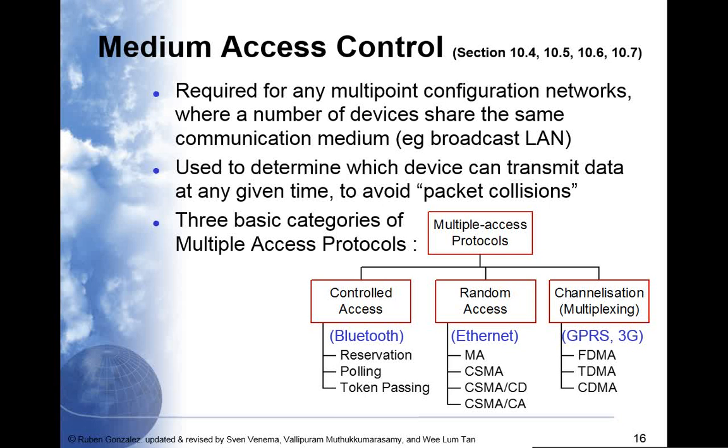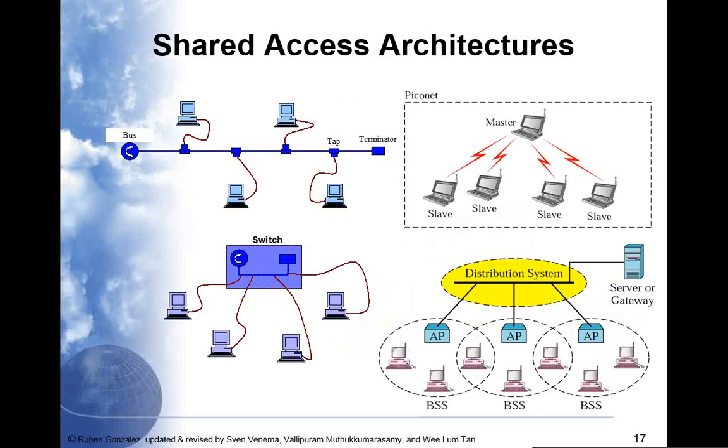So we're going to go through each of these. Like I said, there's quite a number of them, but they fall into categories. Think of the categories as a starting point. Before we go into controlled access, let's have a look at the shared access architectures. There's a bunch of different diagrams here that illustrate how you can connect machines. One of them, the top left, is a bus. There's a switch at the bottom.